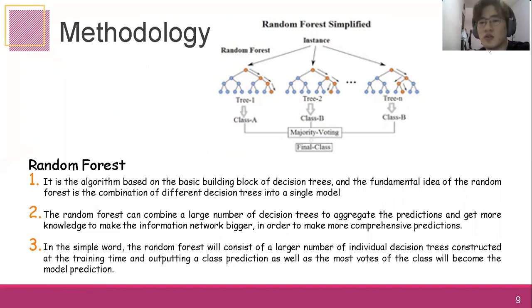So the random forest can combine a large number of decision trees to aggregate the prediction and get more knowledge, to make the information network bigger in order to make comprehensive predictions. In simple words, the random forest considers a large number of individual decision trees constructed at training time and outputs a class prediction, and the class with the most votes becomes the model prediction.